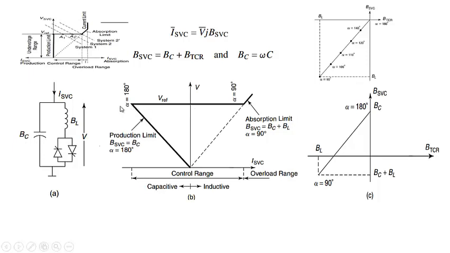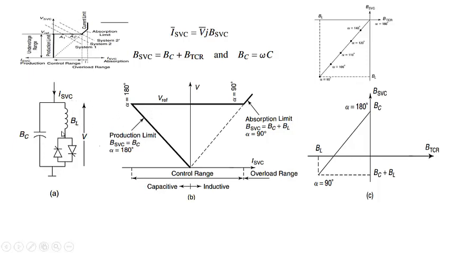So you will see the control range for us will be only in the capacitor range, because from this point to this point, even if we are supplying alpha to this TCR, the total current that is drawn by this and this will be capacitive in nature, because the current drawn by the capacitor will be greater than this, but at this point it will be equal. So what I mean to say is that when the current drawn by this is less than the current drawn by this capacitor, you will see ISVC will be capacitive in nature.